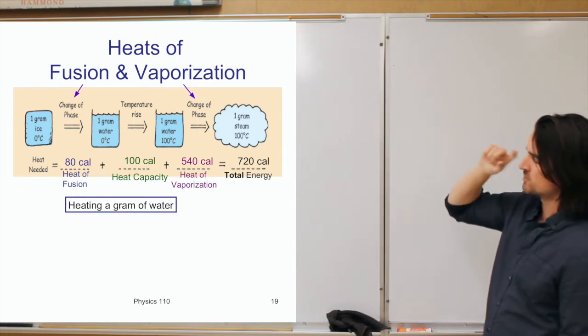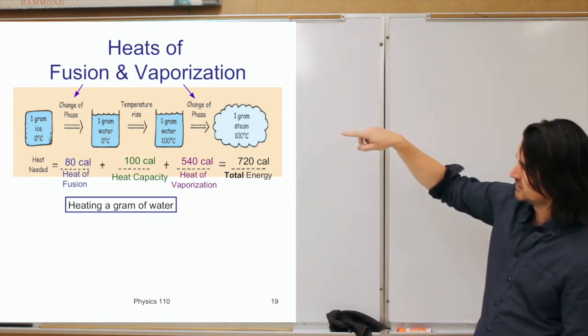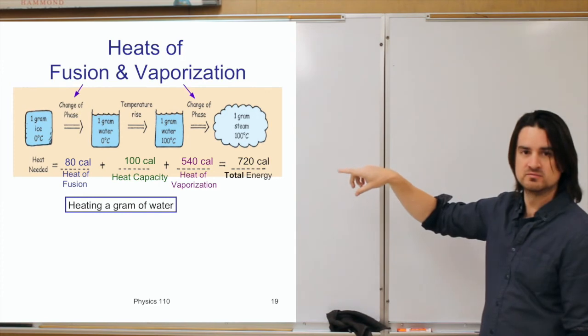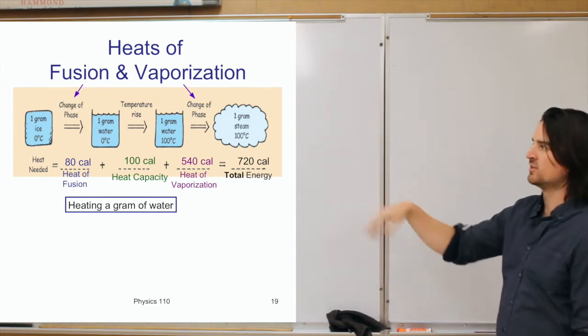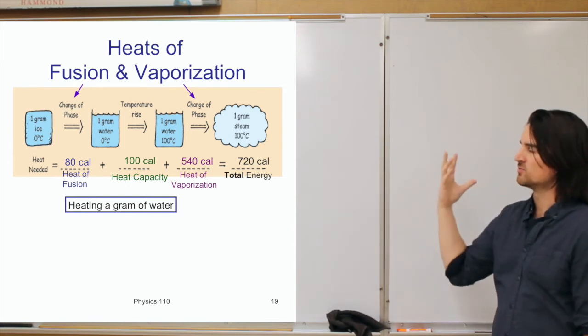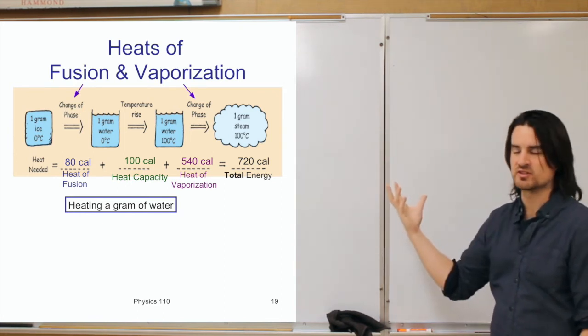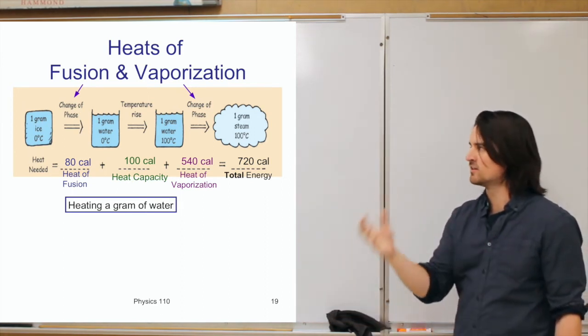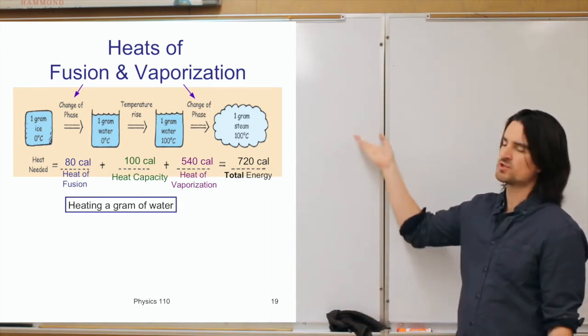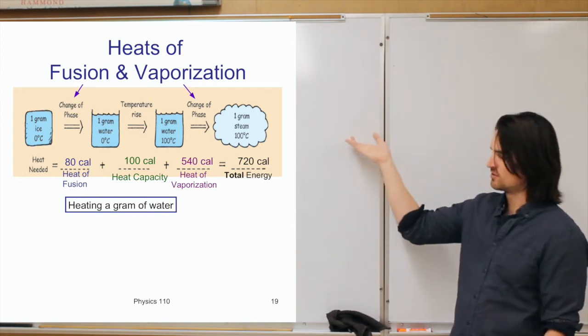But continuing along in this process, if we now have 1 gram of water that's at 0 degrees Celsius, because we've given enough heat to that ice in order to change all of it to water, it's now all at 0 degrees Celsius. We now need to give it a certain amount of heat, a certain amount of energy, to raise its temperature up to boiling, 100 degrees Celsius.